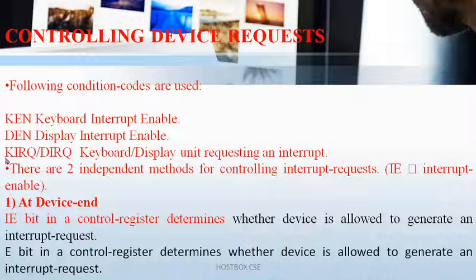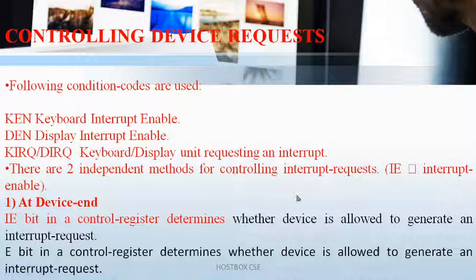Then controlling device requests. Let's assume you have one CPU processor with devices like 5 or 6 printers, as in a real-time computer. How do you control them? Here there will be a keyboard. We have hardware options called KEN, the keyboard interrupt enable, and DEN, the display interrupt enable, and also the keyboard and display units requesting interrupts.